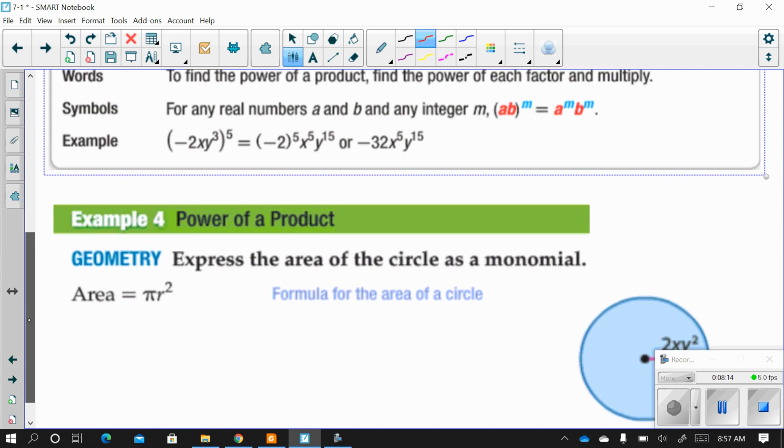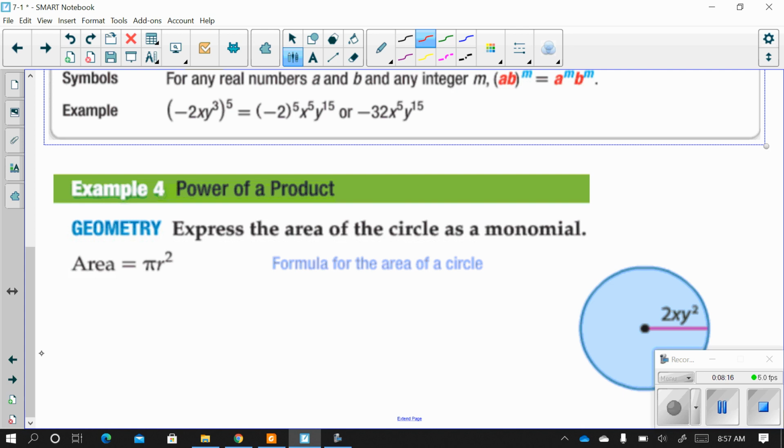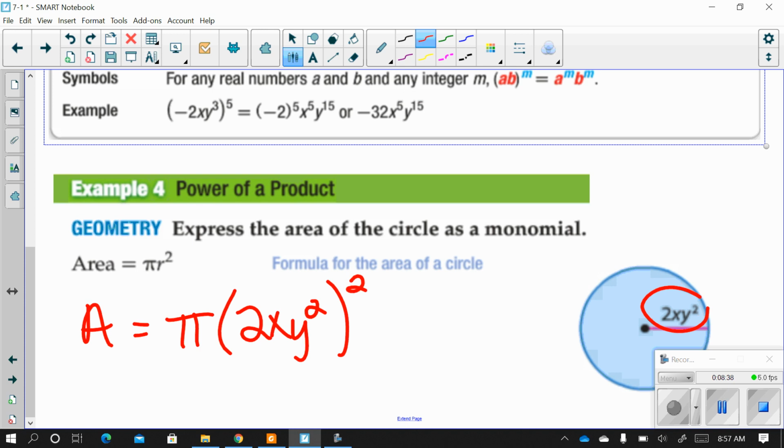All right, so let's look at a problem here. Power of a product. We want to express the area of a circle as a monomial. Okay, so area is equal to pi r squared, where r is your radius. So if I'm looking at my picture, the radius of my circle is 2xy squared. So let's plug that in for r. So area equals pi. Instead of writing r, I'm going to write this whole thing. So 2xy squared, and r is squared.